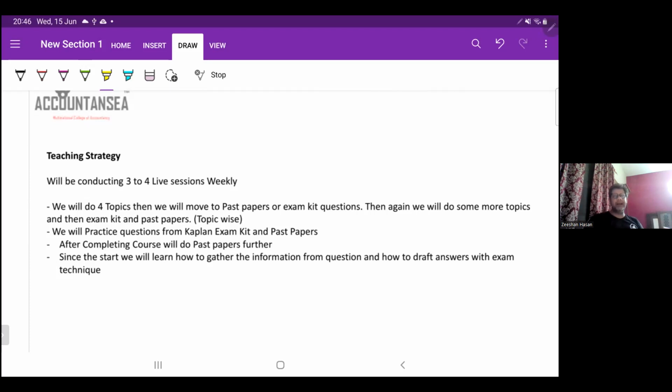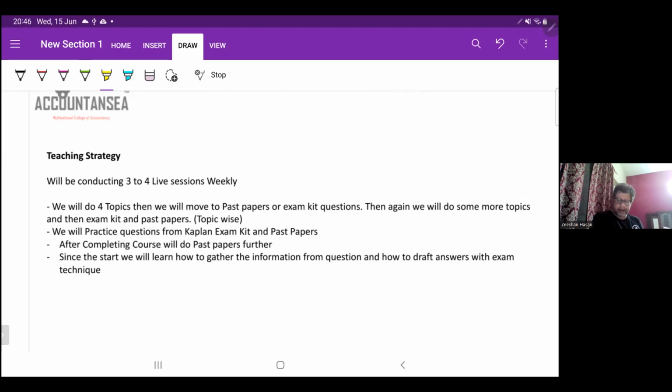Then we will move to the other areas, for example, strategic development, corporate governance, etc. 3 to 4 areas. Then we will move to the past papers. Again, in exam kits, we'll do some questions related to them. Then we'll move to the other areas. Like that, we will cover the whole exam.